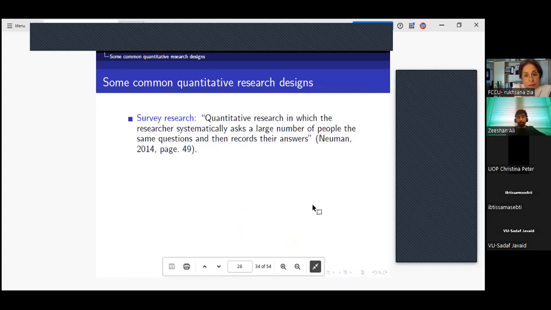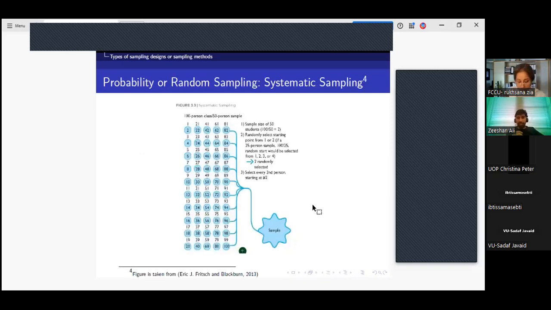So these are the common probability sampling techniques that we can use in quantitative research. If you have any questions about these things, please let me know, and maybe we can give 2 to 3 minutes for questions for this part, and then we can try to cover the rest of the presentation.